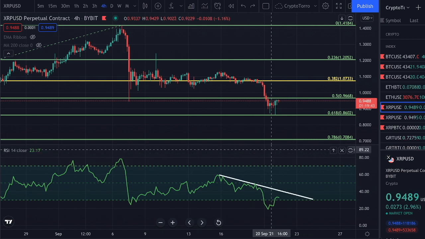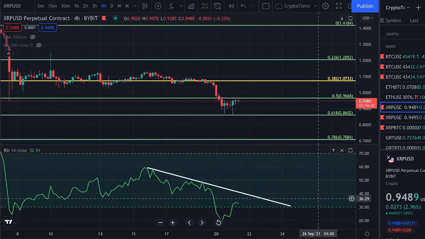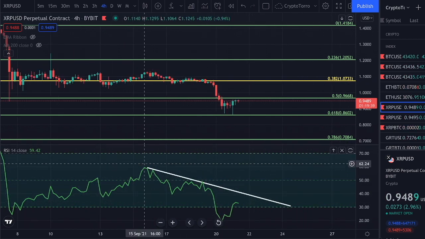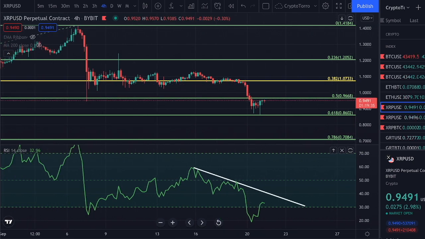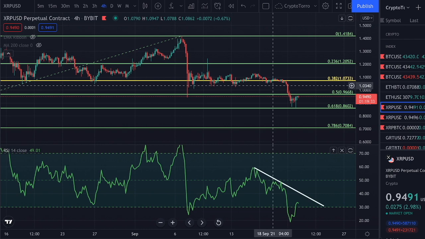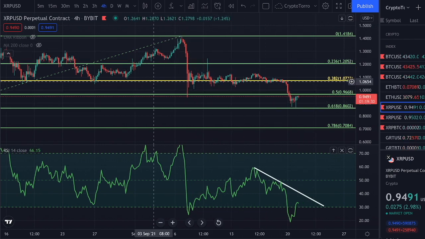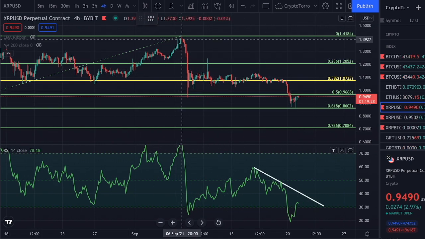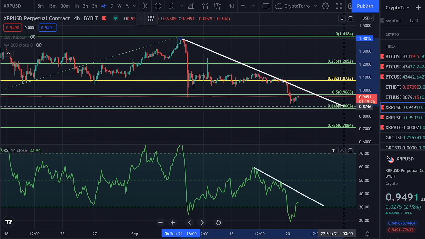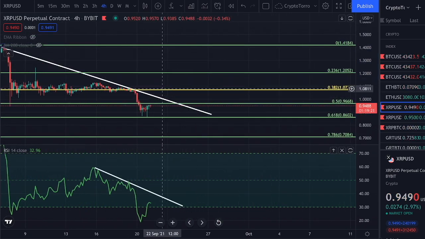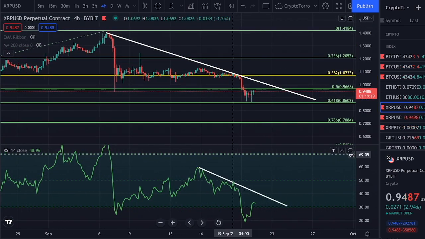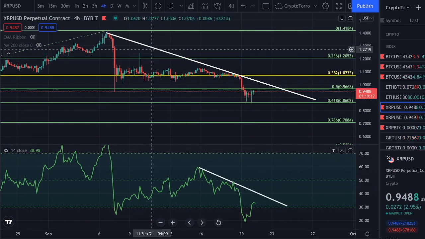But what I think is important about all this is that we are seeing right now this downward sloping resistance on the RSI. We are as well seeing a major downward sloping resistance on the chart. As you can probably see, I will draw it for you as well. You can see we are seeing this downward sloping resistance. Of course, it's not a confirmed resistance line yet on the RSI. It is, but we only have seen 2 touch points on the chart.